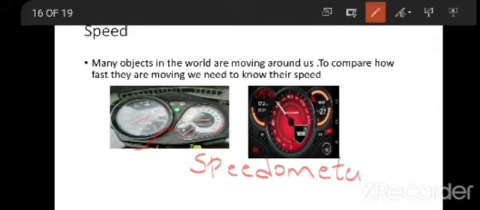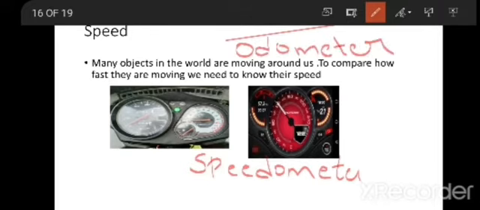If you see down here, you also have a distance meter. The device which tells you about the distance is known as an odometer. The odometer shows the distance traveled in kilometers, and the speedometer shows the speed of the journey in kilometers per hour. So you have to know what a speedometer is and what an odometer is.